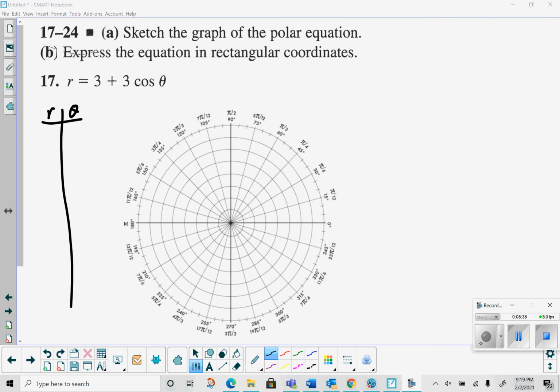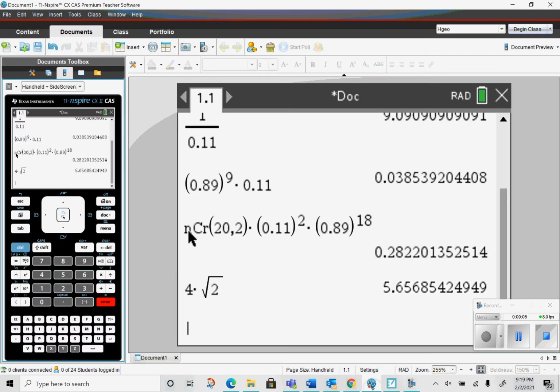So our equation here, 3 plus 3 cosine theta. We put in 0, cosine of 0 is 1, 3 times 1 is 3, 3 plus 3 is 6. We put in, say, pi over 4. Cosine of pi over 4 is square root of 2 over 2. Again, that's irrational. I'm going straight to the calculator on this one.